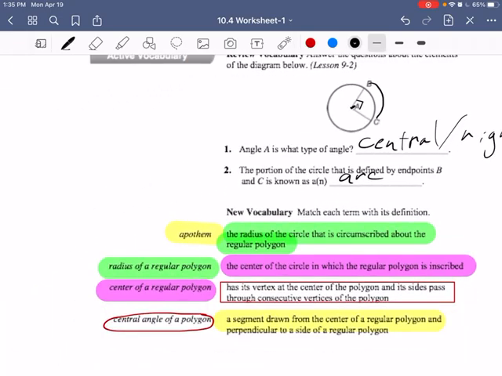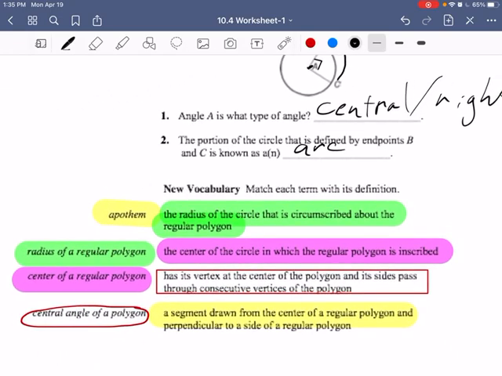Alright, then we've got a couple of new words here. We've got apothem. It's a segment drawn from the center of a regular polygon and perpendicular to the side of a regular polygon. Then radius of a regular polygon. That's a radius of a circle that is circumscribed about the regular polygon. Then we've got center of a regular polygon, the center of a circle in which the regular polygon is inscribed, and the central angle of a polygon. It has its vertex at the center of the polygon, and its sides pass through consecutive vertices of the polygon.